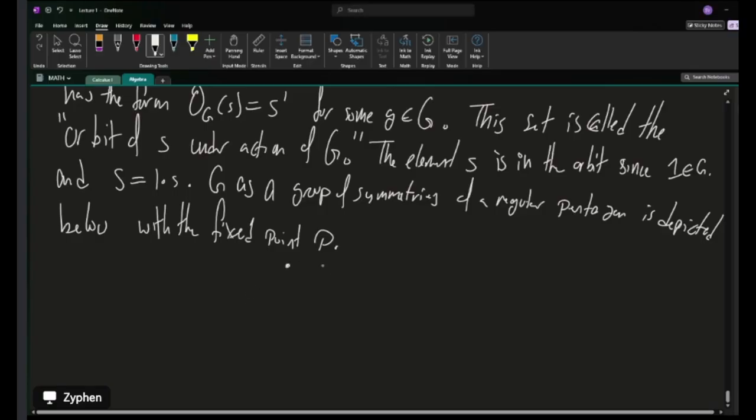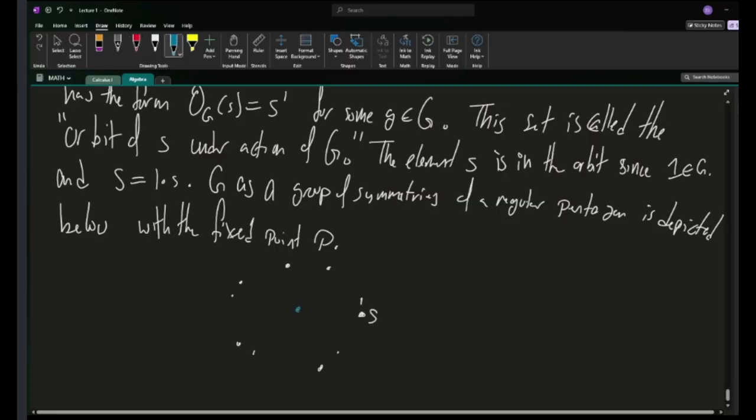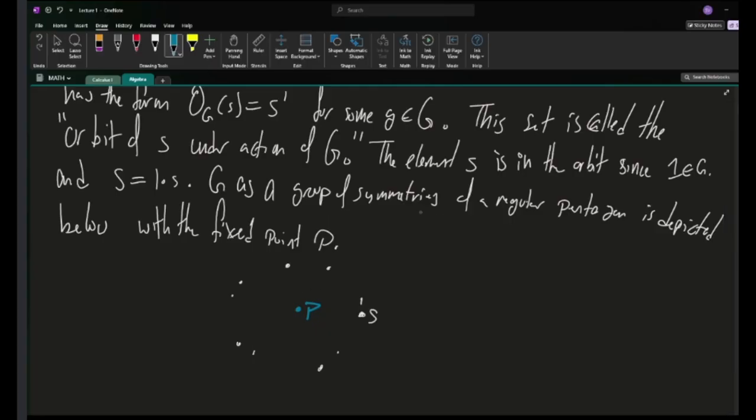So we could think of these pentagons as being able to move each of these points to another value. Let's call this identity S right here. I'm going to label that red. And then we have a fixed point P, which is going to be our origin at the center. And we have different symmetries according to whatever case we look at.